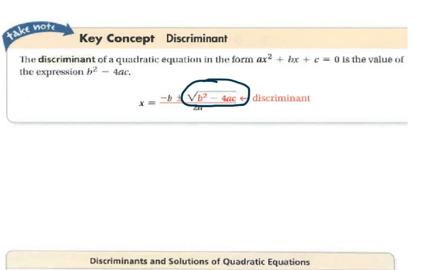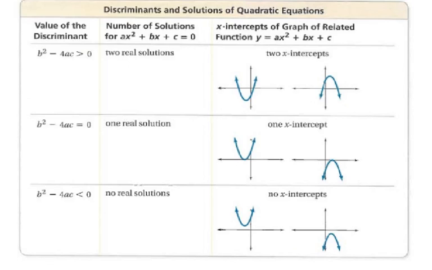If it's positive, it'll have two real solutions. If the discriminant is 0, it will have one real solution. If the discriminant is negative, then it won't have any real solutions. And what that looks like graphed is the following.